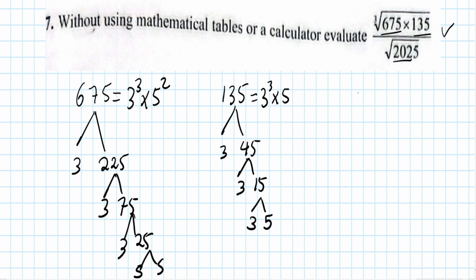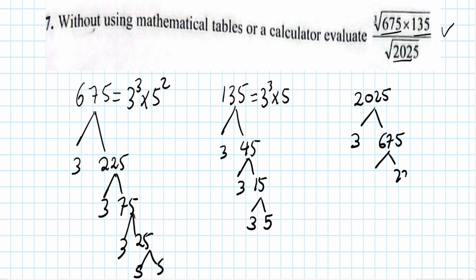Now lastly is 2025. So 2025, can I divide by 3? Yes. So 2025 divided by 3 is going to give you 675. Okay, then divide by 3 again. It's going to give you the same thing, 225.